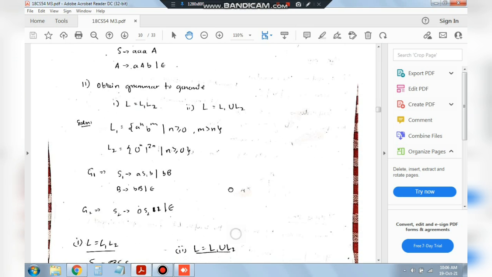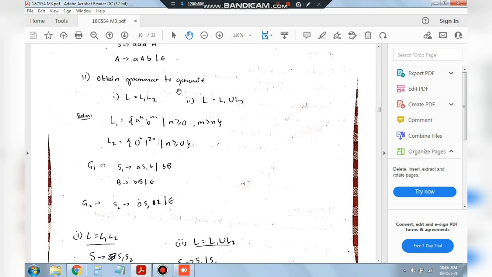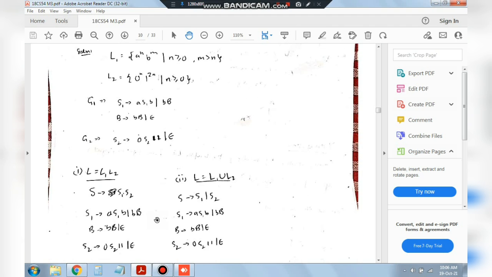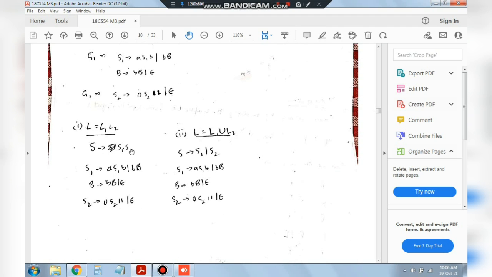And finally, we have to obtain the grammar to generate these two strings. We already discussed a power n and b power m, so we'll write that rule here, and this is the rule for L2, which is 0 power n and 1 power 2n. This also we have discussed in the previous questions. So we'll write these two rules here. To concatenate, we'll write S is equal to S1 dot S2. For finding the union, we'll write S1 or S2 and define what S1 and S2 are below it.